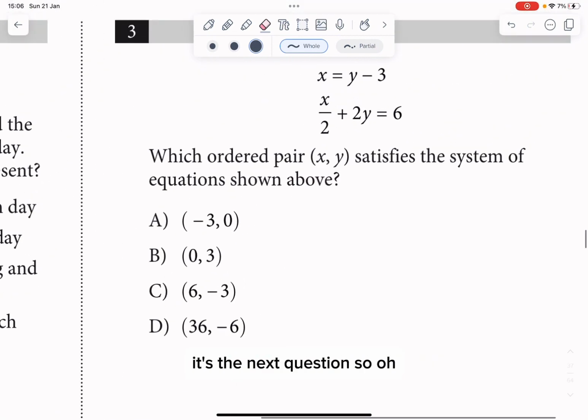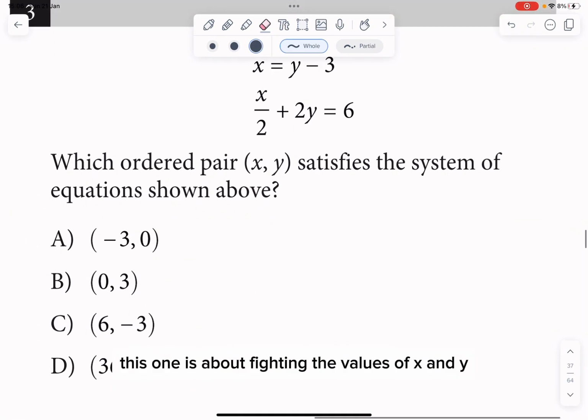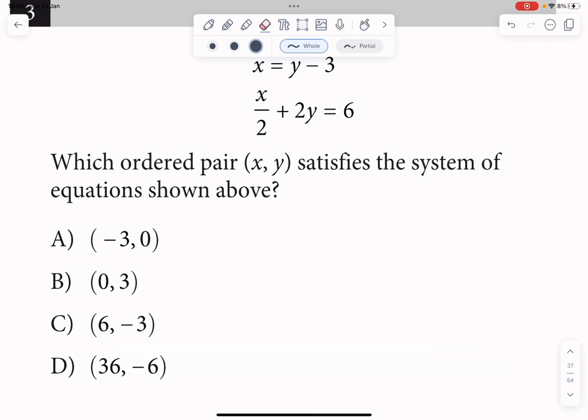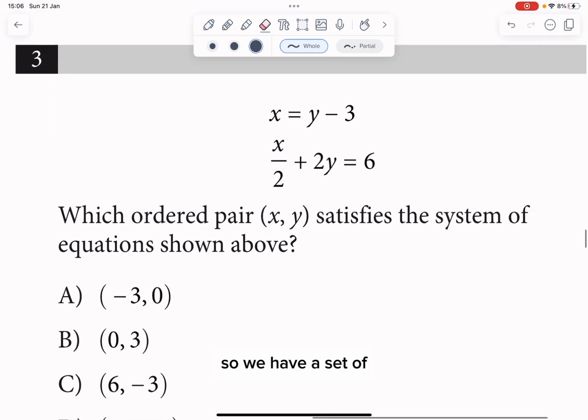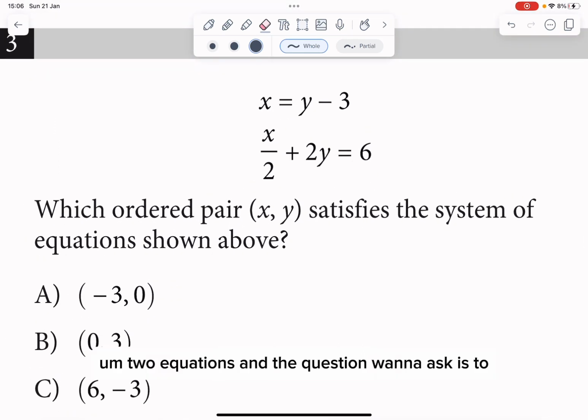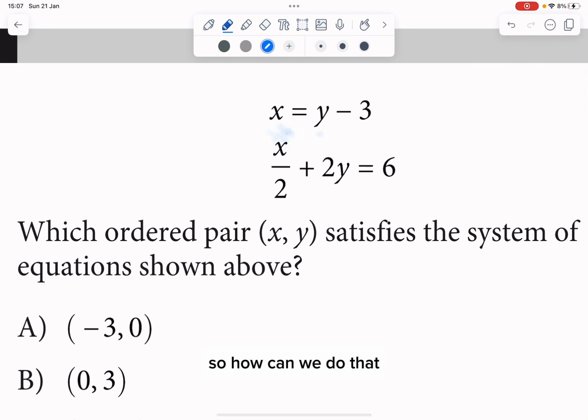Alright, so the next question. This one is about finding the values of x and y. Which ordered pair x, y satisfies the system of equations shown above? So we have a set of two equations, and the question wants us to figure out the values of both x and y. So how can we do that?